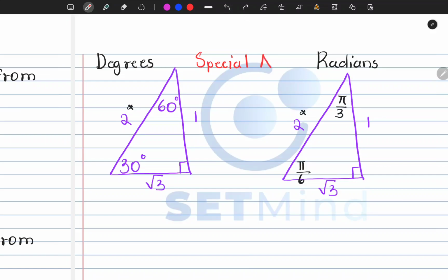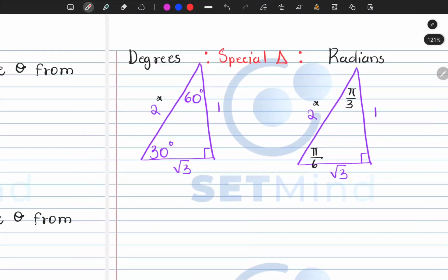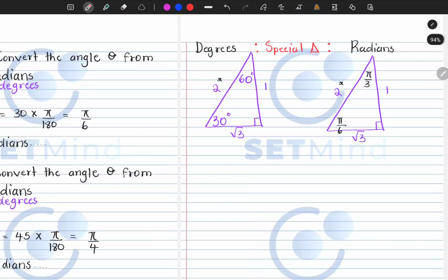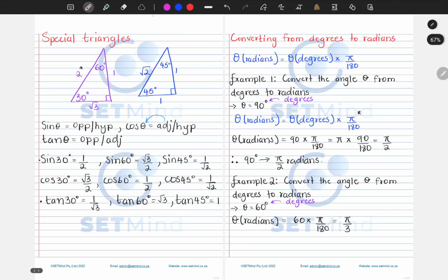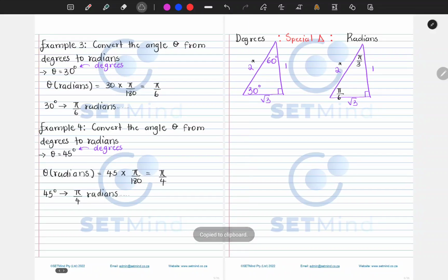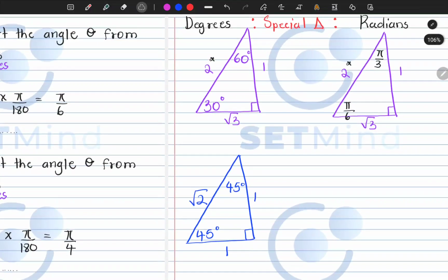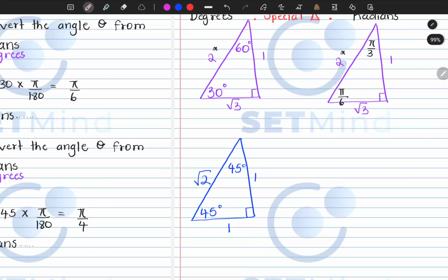So we have our special triangle. When we convert from degrees to radians, it becomes that. We'll also consider the second special triangle which we drew, the 45 one. We'll just quickly write it in terms of degrees, which we did initially.